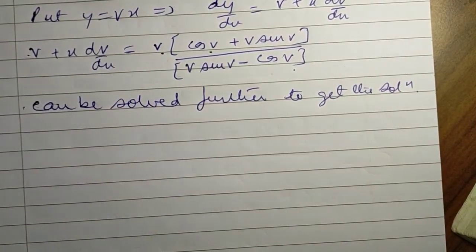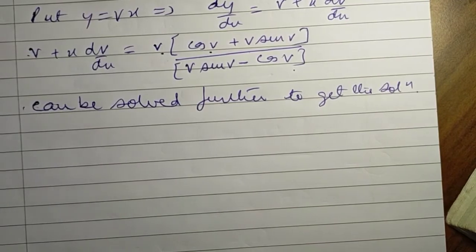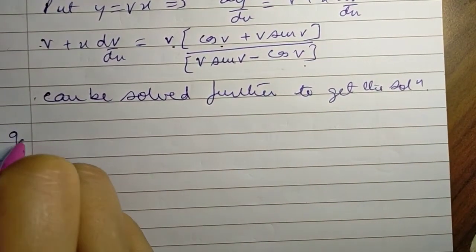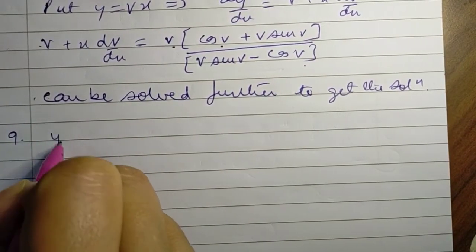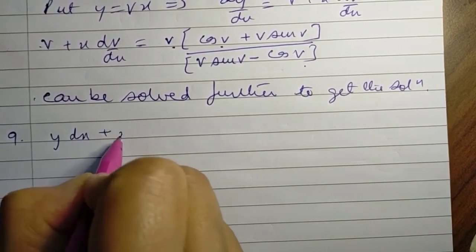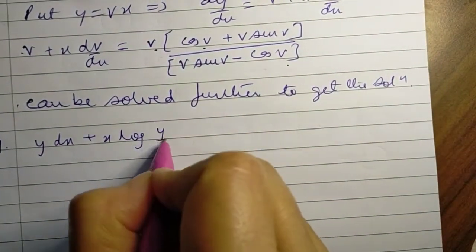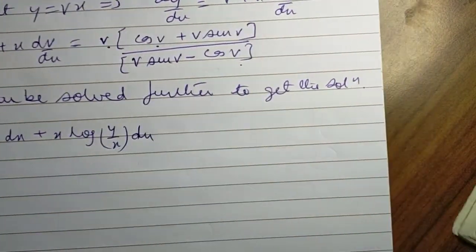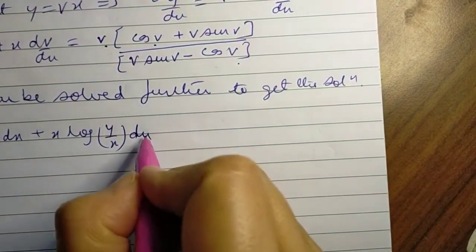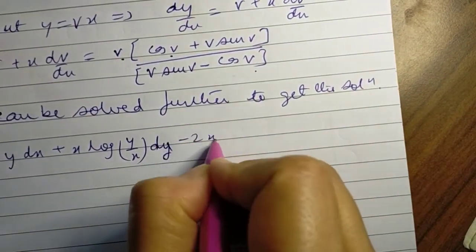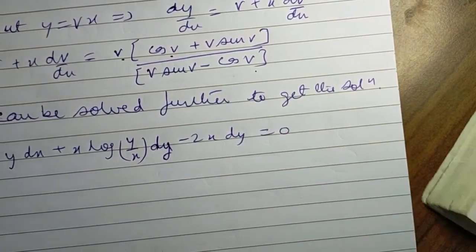Now question number 8 is also similar, like it involves y by x. Let me take up something different. Let's take question number 9. Question number 9 says y dx plus x log y by x dy here, and then we have minus 2x dy equal to 0. Now here it involves log also, so that's why I want to take up one log question.